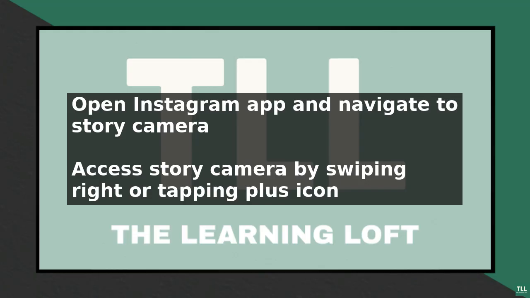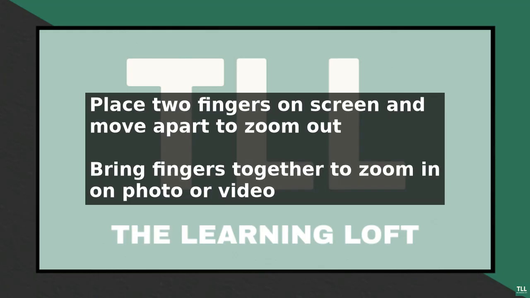To start, open the Instagram app and navigate to the story camera by swiping right from the main feed or tapping the plus icon at the top right corner. Once you are in the story camera, you can take a new photo or video or select one from your gallery.